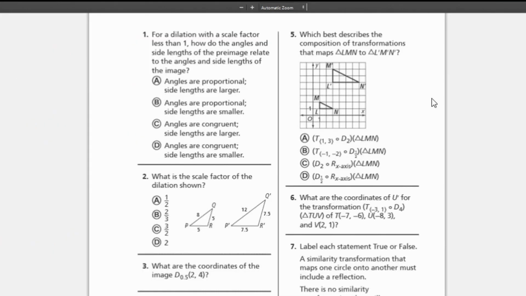Question number 5 wants us to determine which of the compositions of transformations maps triangle LMN to triangle L prime, M prime, N prime. So before I even start, I'm going to verify whether or not the triangles kept their orientation and that their corresponding parts are drawn so that they're in the same position. So L and L prime are at the bottom here, M and M prime. So I know now there's no rotation and no reflection.